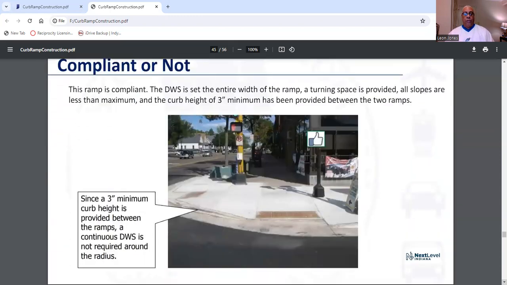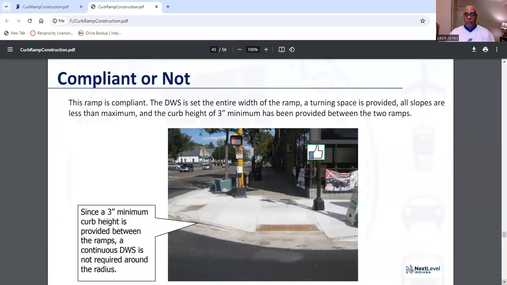All right. This ramp is compliant because the DWS is set the entire width of the ramp. So a turning space is provided, and all slopes are less than maximum, and the curb height of 3 inches minimum has been provided between the 2 ramps. Again, see why this ramp is compliant?